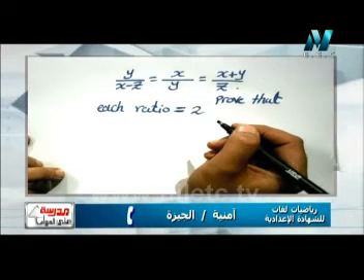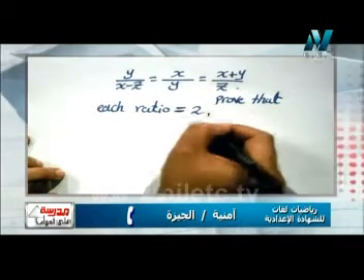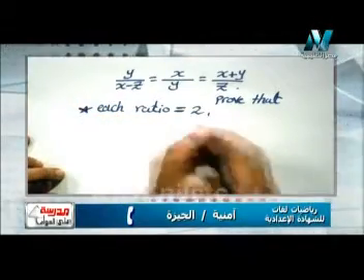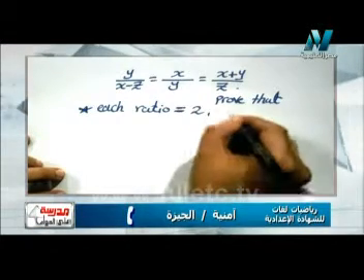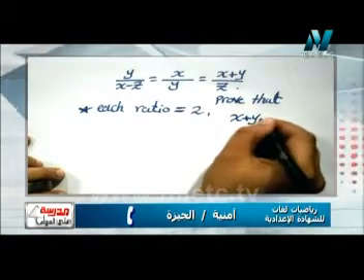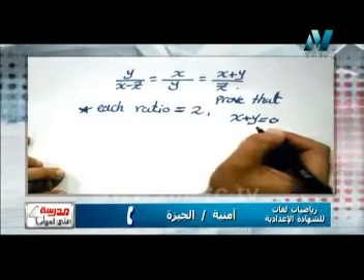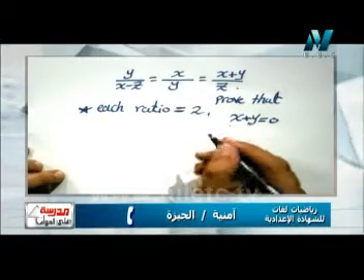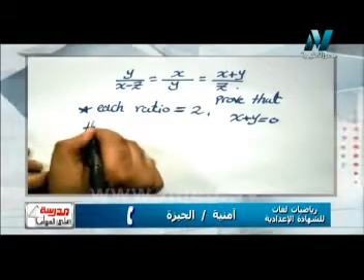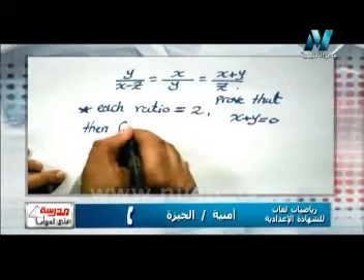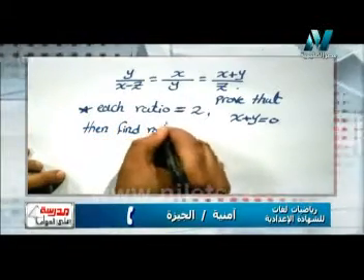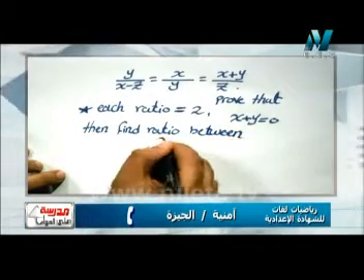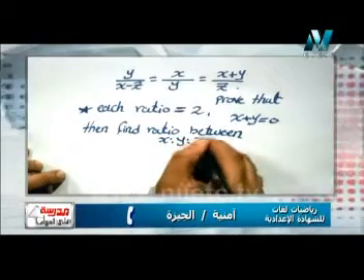Unless x plus y equals 0. Then find the ratio between x to y to z.